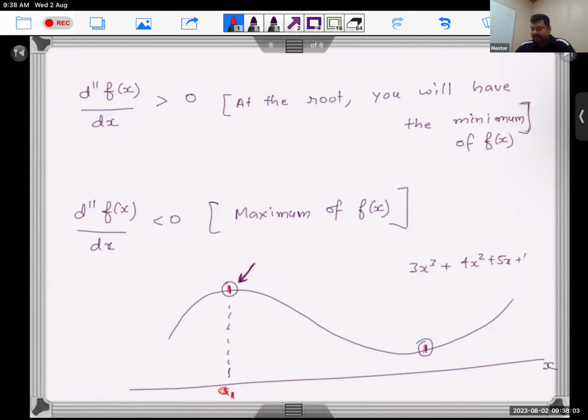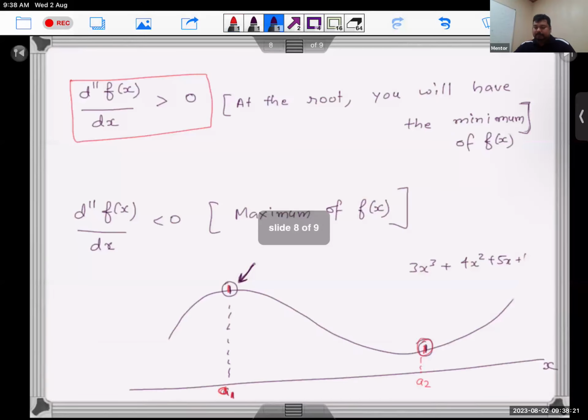So if this value gives me a minimum, let's say this is a2. Corresponding to a2, what will you get? Maximum or minimum? Minimum, right? And minimum indicates the value of the double differential would be greater than 0. Is this clear now? Yes. Okay. All right.